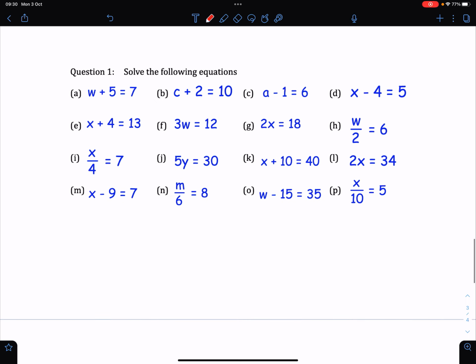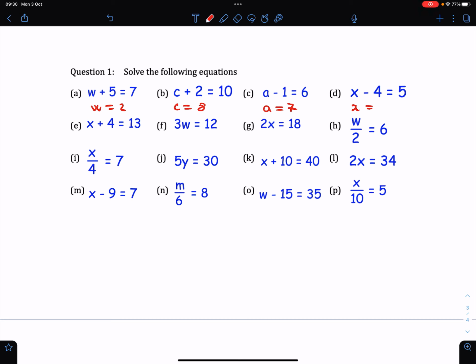Okay, question 1. Well, we can solve this so quickly, right? W plus 5 equals 7. That means W is 2. C plus 2 equals to 10. C is 8. A minus 1 equals to 6. A is going to be 7. 7.